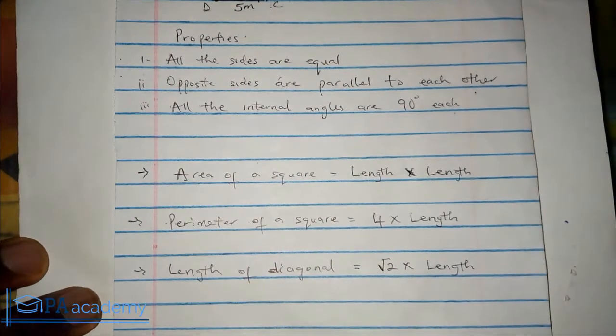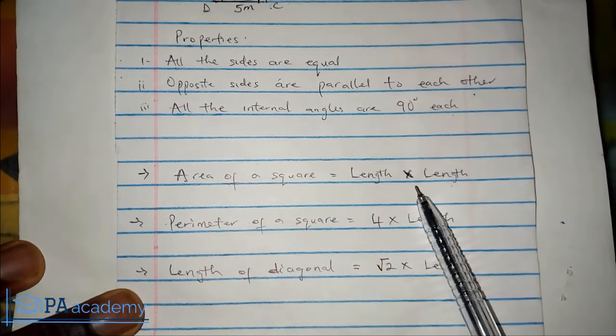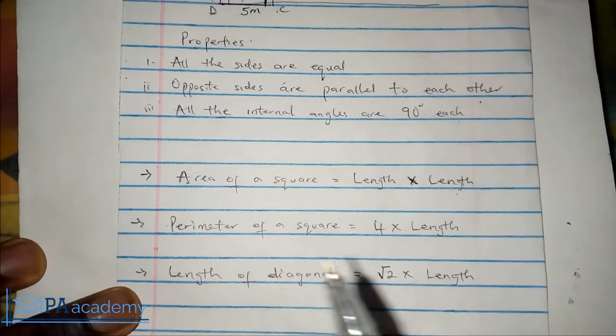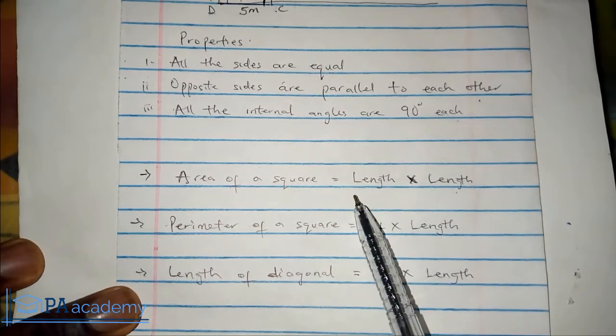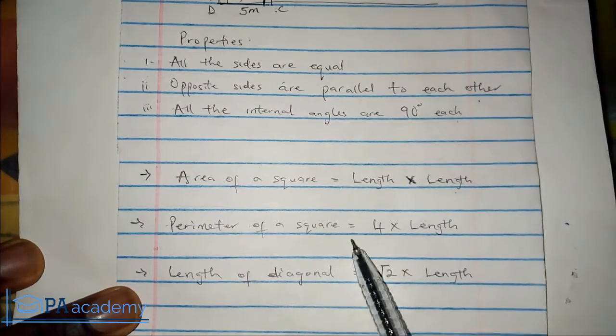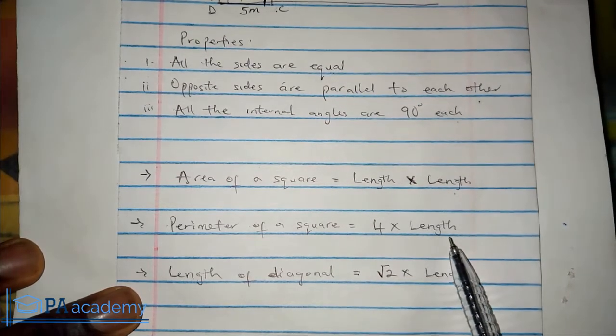Now if you want to calculate the area of a square, it is length times length. The reason why it's length times length is that since all the sides are equal, you just pick two and multiply them together, and you will get the area of the square. Now what about the perimeter? The perimeter of a square is 4 times L. That means 4 multiplied by the length.